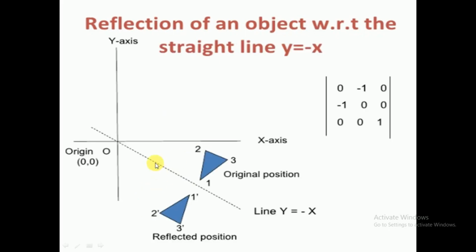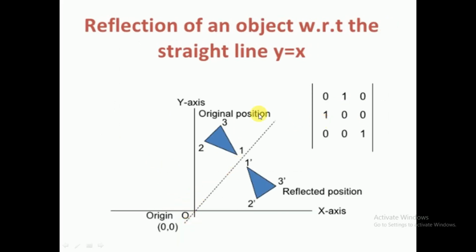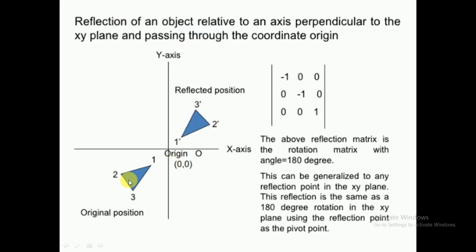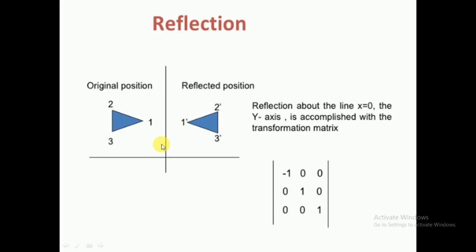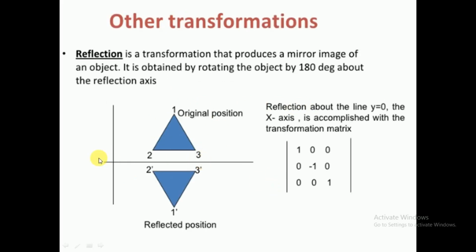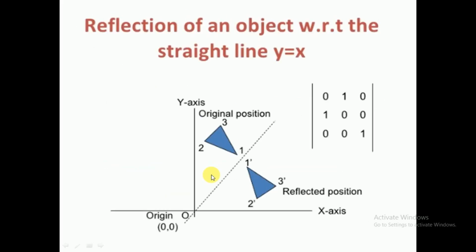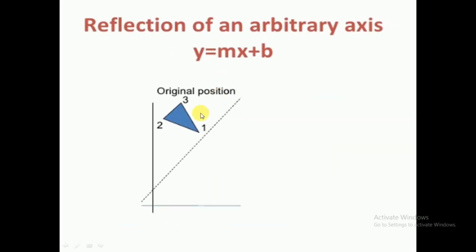Whatever reflections we have discussed, the line was always like this, and I have a direct matrix. In this case the line was like this, I have a direct matrix. In this case I am reflecting like this, I have a direct matrix. In these cases the reference line was this, and I have rotated. But in this case we don't have such a reference. It is some arbitrary line. I want to reflect about some arbitrary line. Then how to do this? I don't have a direct matrix for such types of reflections.